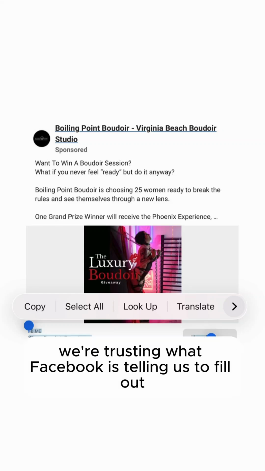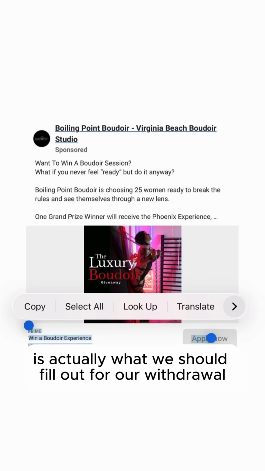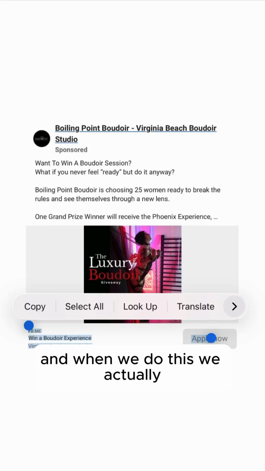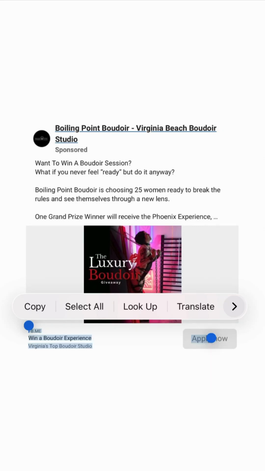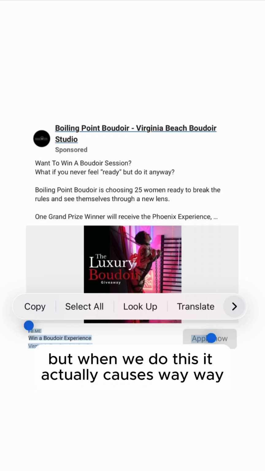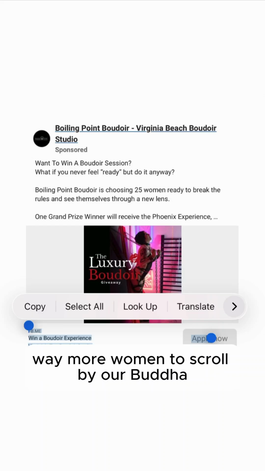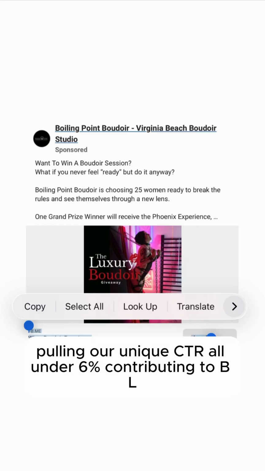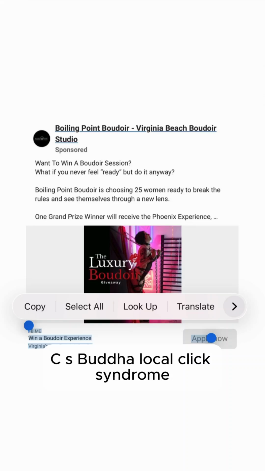we're trusting what Facebook is telling us to fill out is actually what we should fill out for our Boudoir Facebook ads. And when we do this, we're trusting what is best for us, but it actually causes way more women to scroll by our Boudoir Facebook ads than normal, pulling our unique CTR under 6%, contributing to BLCS, Boudoir low click syndrome.